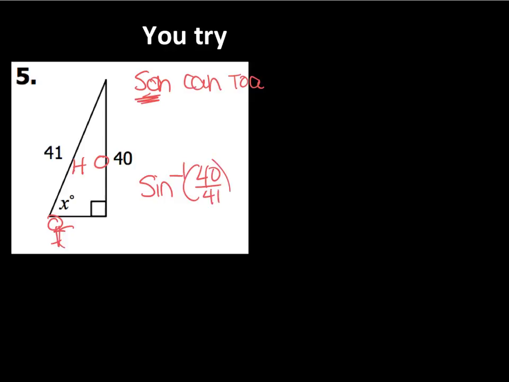Next, at the top, SOHCAHTOA. Stand, we have opposite and hypotenuse, that's SOH. We're looking for an angle, so we're going to use the inverse keys. So that's sine, opposite is 40 and the hypotenuse is 41. On your calculator, hit second sine, 40/41, round to the nearest tenth, and let's see what you get. 77.3 degrees.